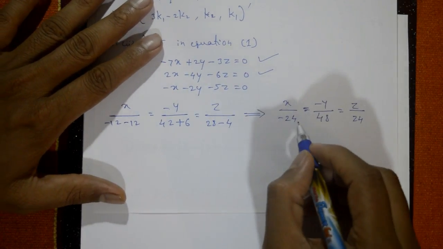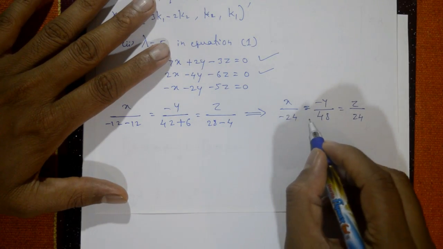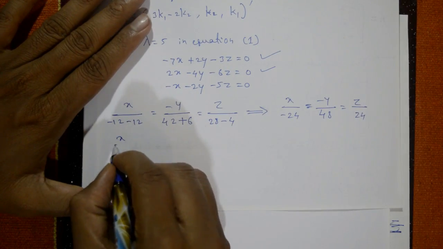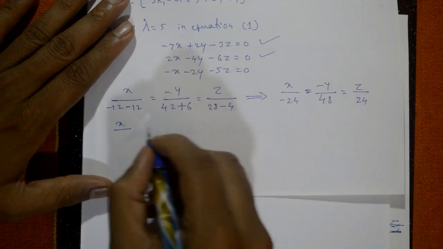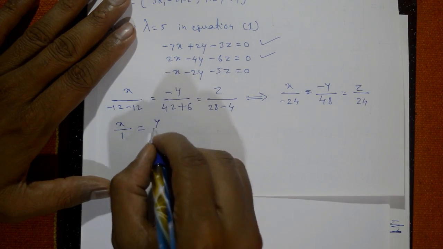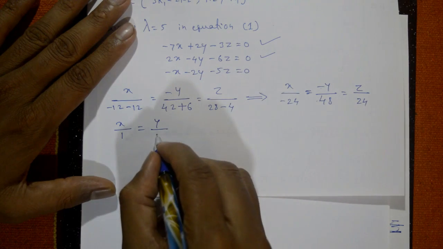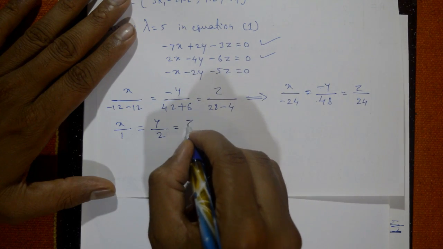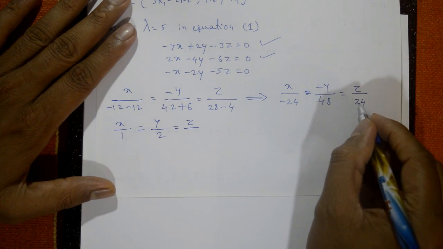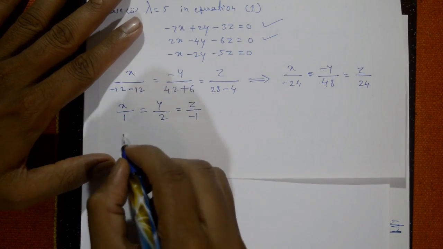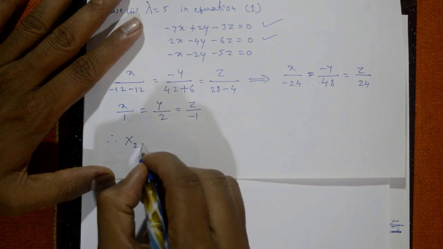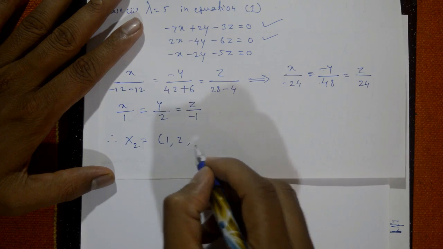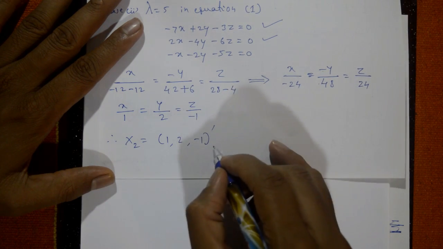Okay, now take minus 24 common, so x upon minus 24, this is plus, y upon, this is minus 48, means again it is plus 2, z upon minus 24, this is minus 1. Now the eigenvector is x2 is equal to 1, 2, minus 1. This is the second eigenvector.